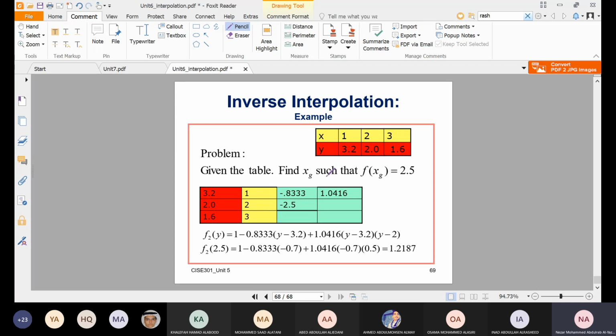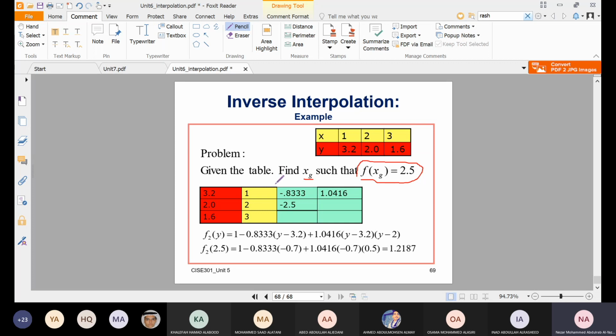So let's look at this example. These are the x's that I have, and these are the y's that you have. Given the table, find the value of x such that the function at x equals 0.5. So now this is the inverse, because they give us the function and they ask us to find the independent variable.